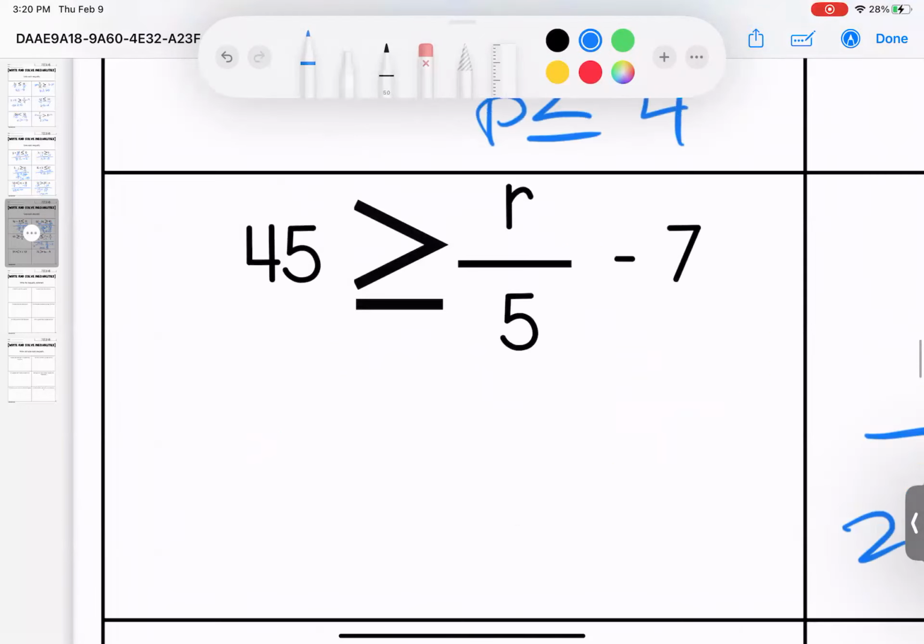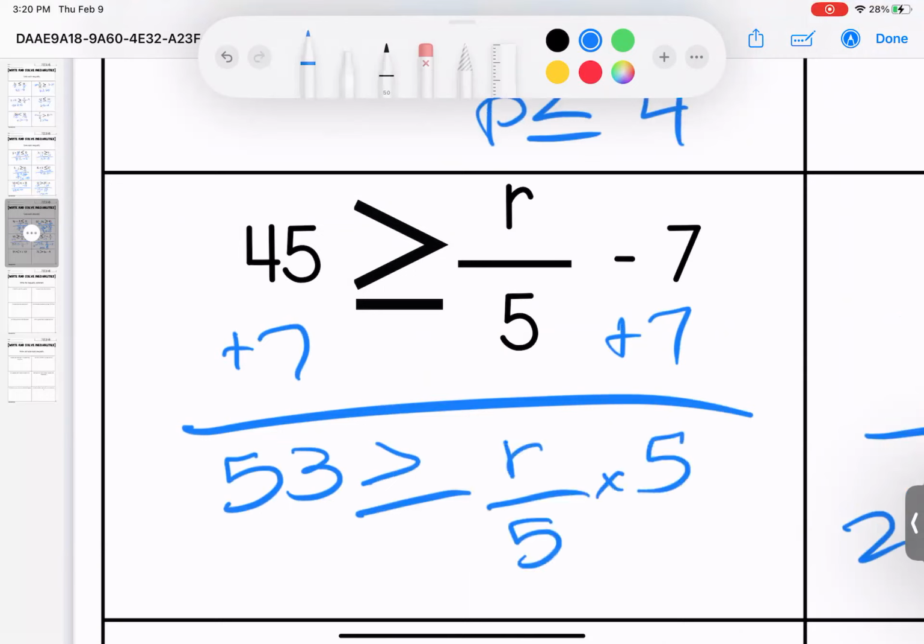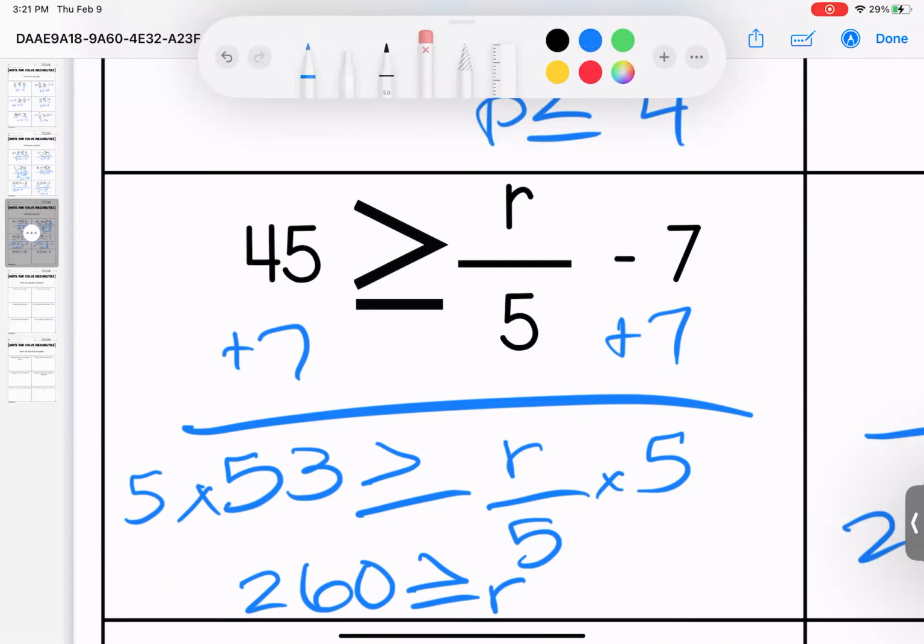Over here, add 7, add 7. 45 plus 7 is 52. It's greater than or equal to r over 5. Multiply both sides by 5. When I do that, I get 260 is greater than or equal to r. Any questions with these? Make sure you're bringing them to class.